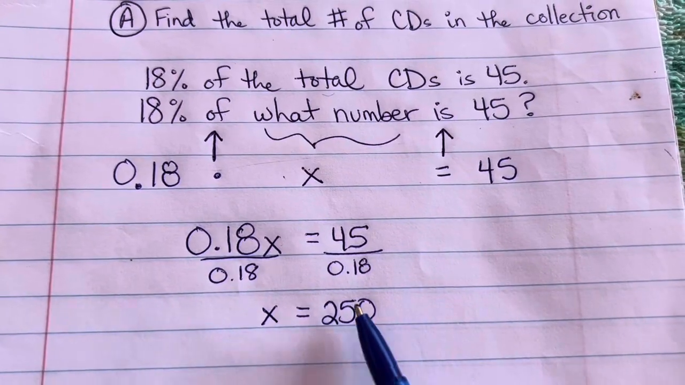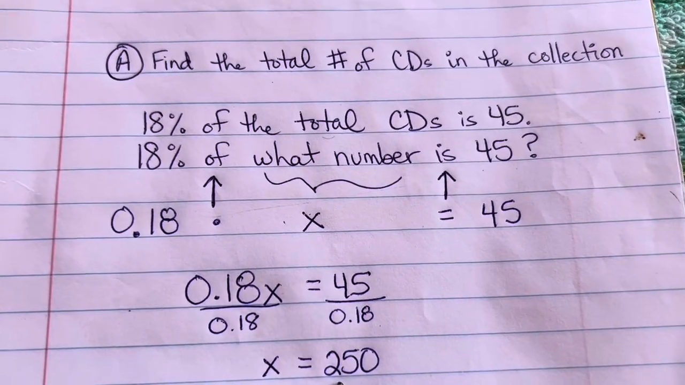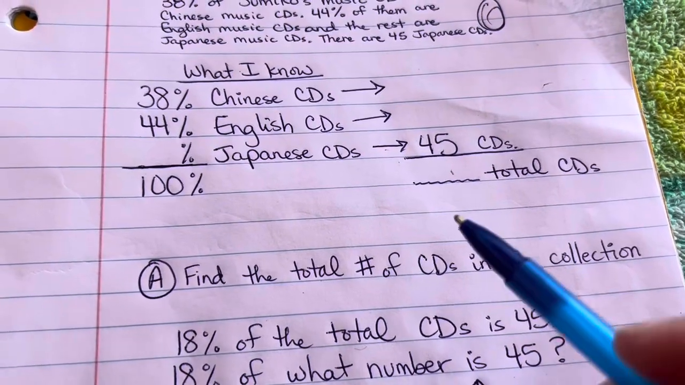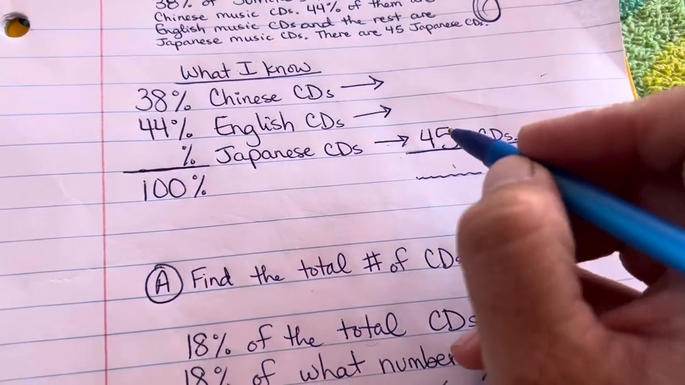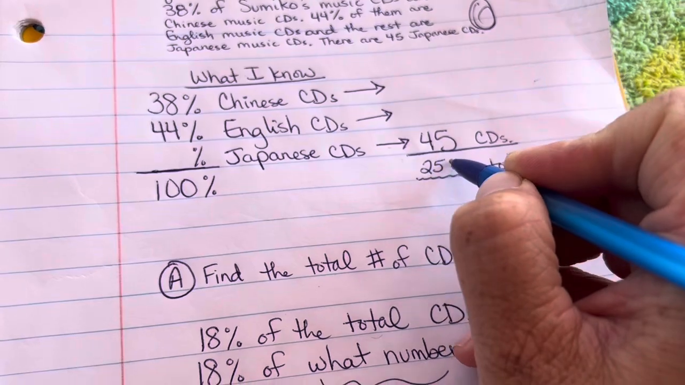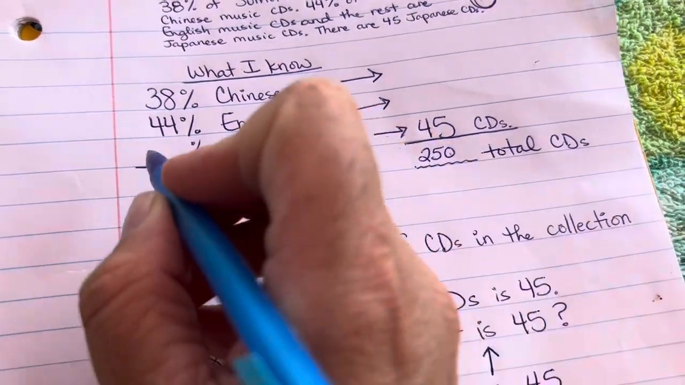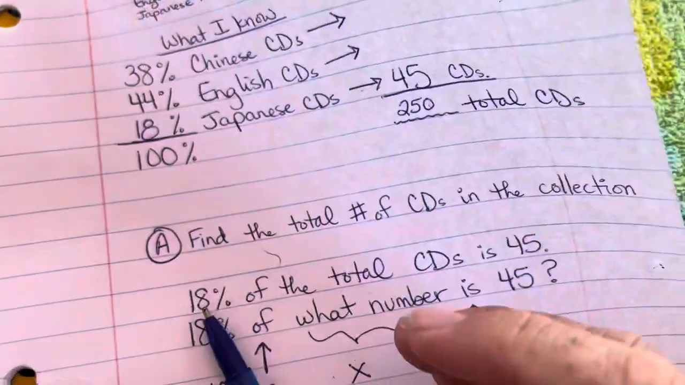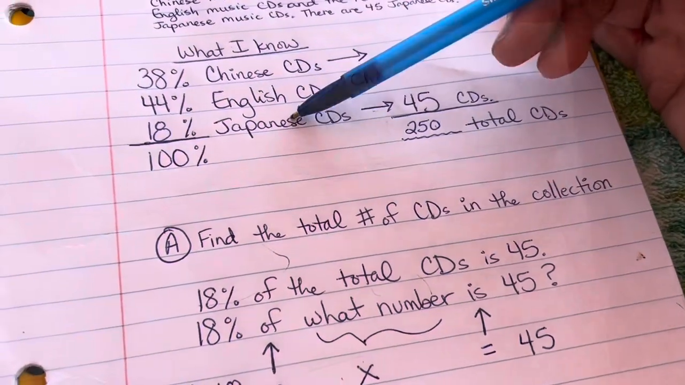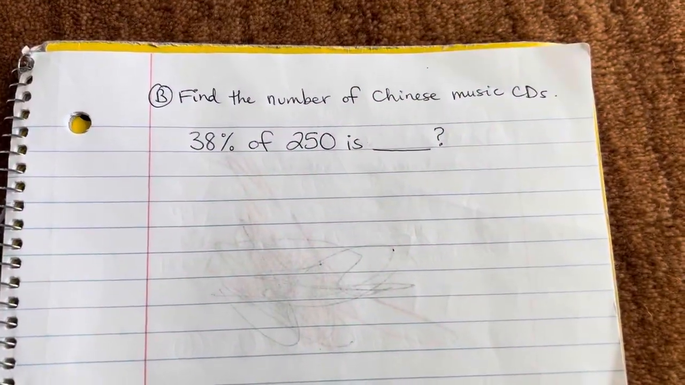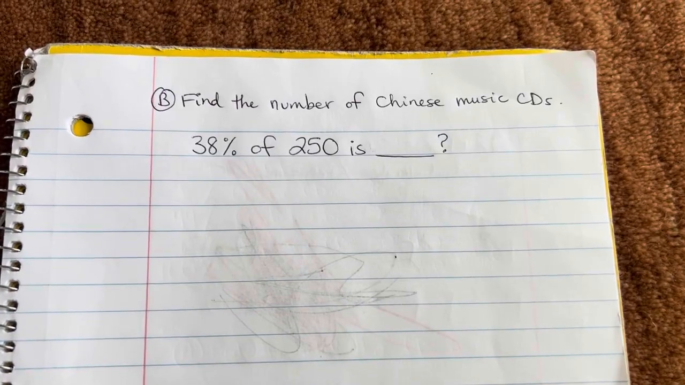Since we now know after doing the division that x equals 250, we could go up here and fill in what we know now. There are 250 total CDs, and we had found out that 18% of the music CDs were Japanese CDs. Part B of our big question said find the number of Chinese music CDs.